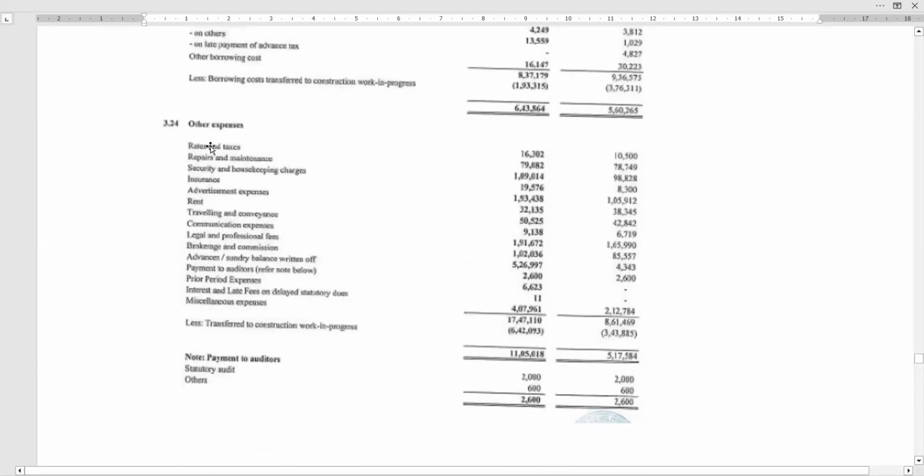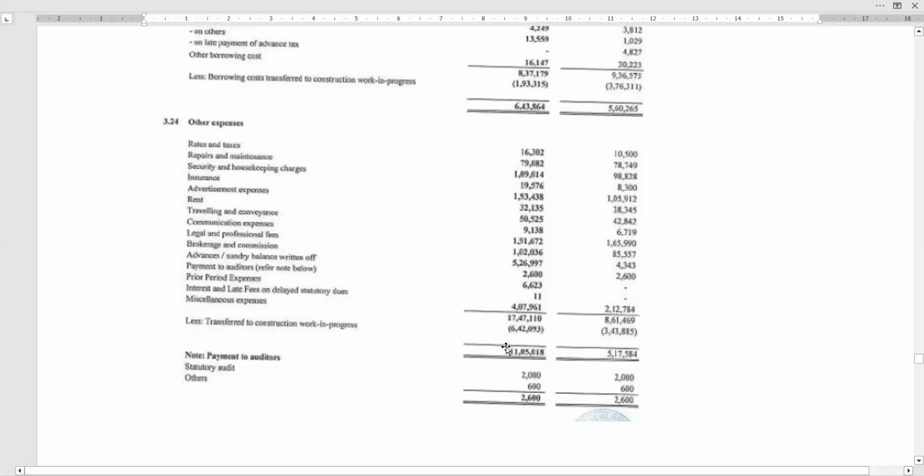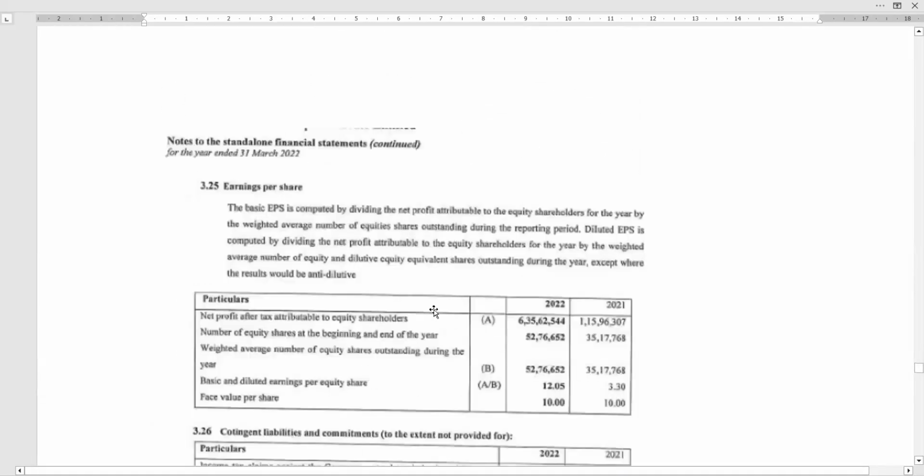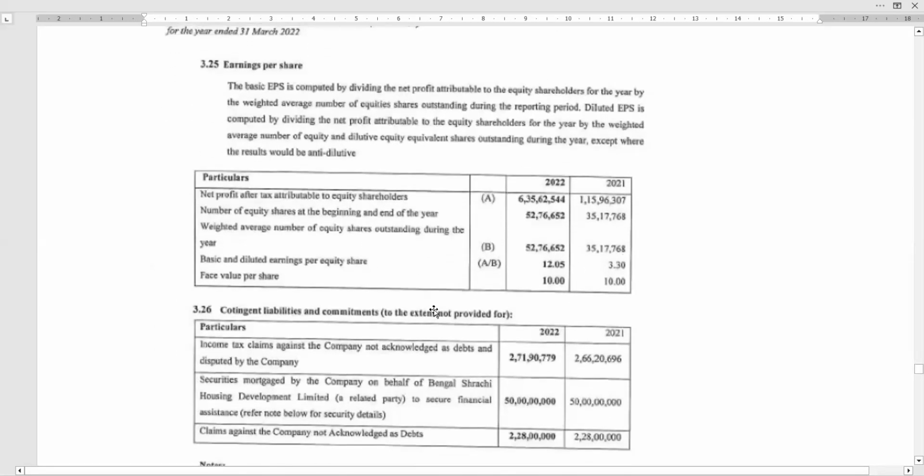Same way, if you see here, other expenses transferred to construction work in progress 6 lakhs 42. Out of the total other expenses, 6 lakhs 42 has been transferred to work in progress. Okay, all these are getting added to the inventory cost, or construction cost, and subsequently the net figure is going to inventories, that is closing inventories, and payment to auditors. Okay. Now earning per share, fine.